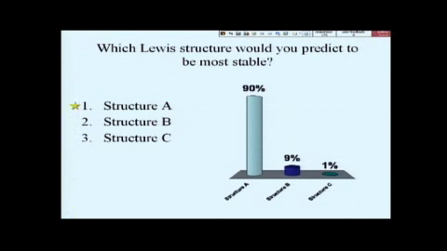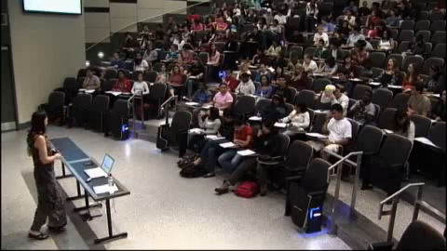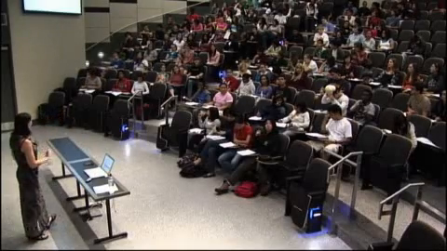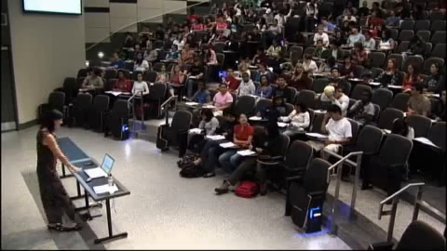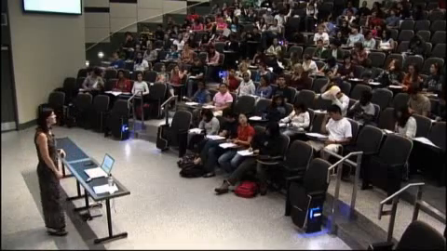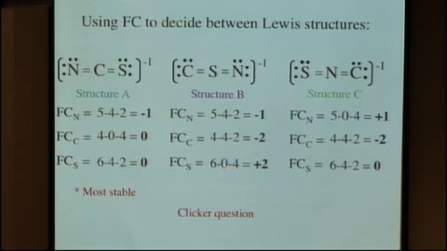Okay, great. So let's go back to our notes here. The reason that this should be so fast is we already did all the calculations for the formal charges. So what we see is that structure A is the most stable because we have the least separation of charge in the case of structure A.